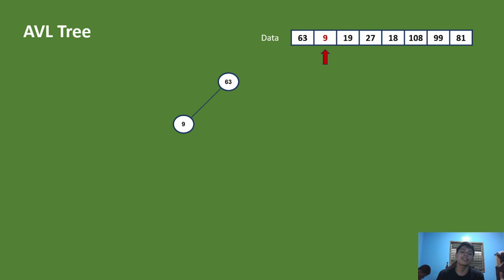So this is now the structure of our AVL tree. But we're not finished. We're going to insert 19. Since 19 is less than 63, we're going to put it on the left side of 63. And then since 19 is greater than 9, we're going to put 19 into the right side of 9. So this is now the structure of our AVL tree. As you can remember earlier, if the heights of our nodes do not have the same sign, we're going to perform what do you call that?